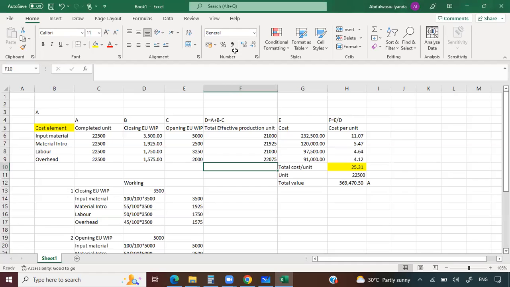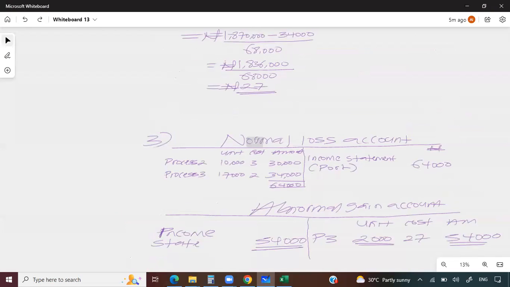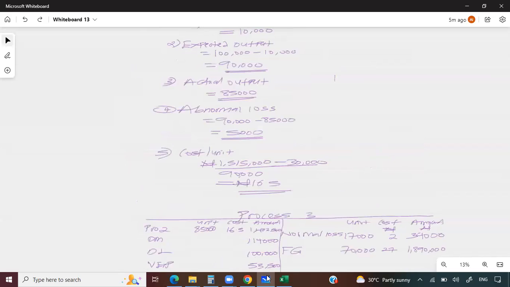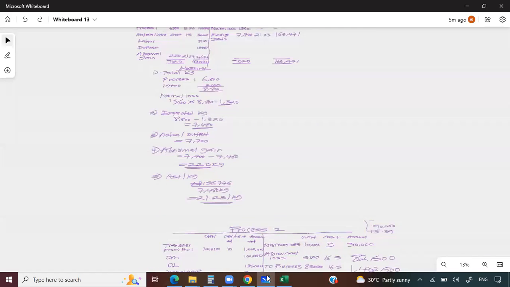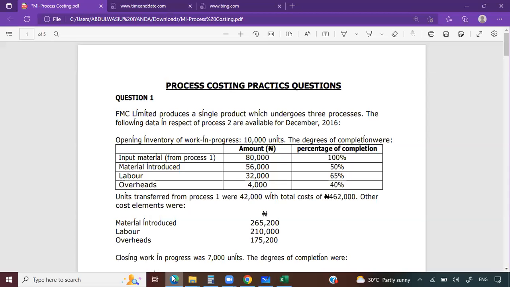So in process cost, this is where we start from. We started from looking at different processes. You can have process 1, you can have process 2. But look at some of the questions that we have been solving, they are very straightforward. In terms of wording, there is no work in progress.